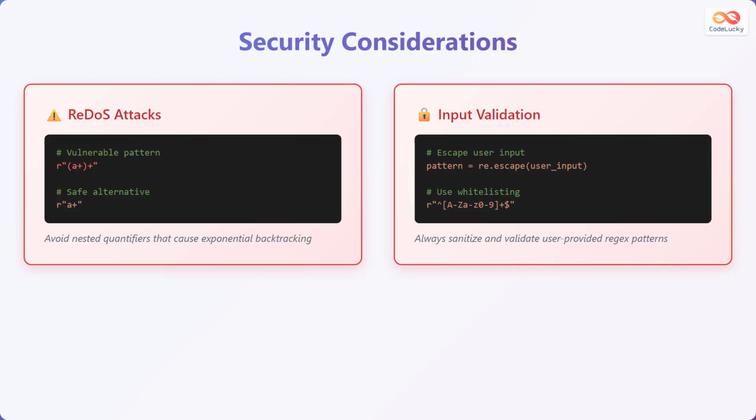Let's discuss some security considerations when working with regular expressions. First, DDoS attacks. The code shows a vulnerable pattern, which is ^(a+)+$. A safe alternative is ^a+$. Avoid nested quantifiers that cause exponential backtracking. Second, input validation. The code shows pattern = re.escape(user_input), and ^[a-zA-Z0-9]+$. Always sanitize and validate user provided regular expression patterns.